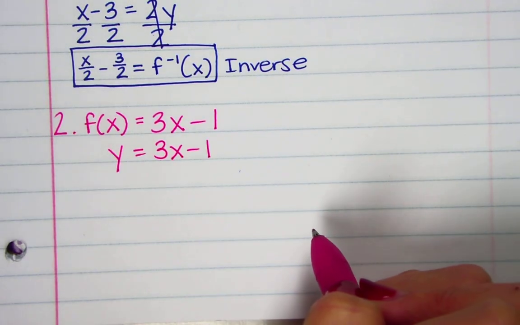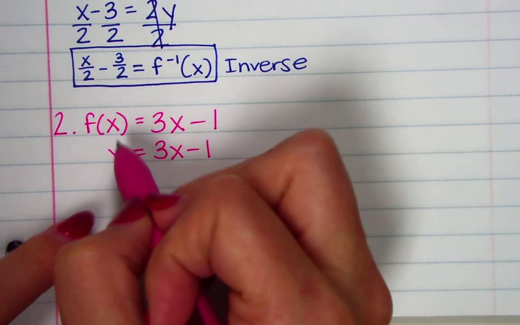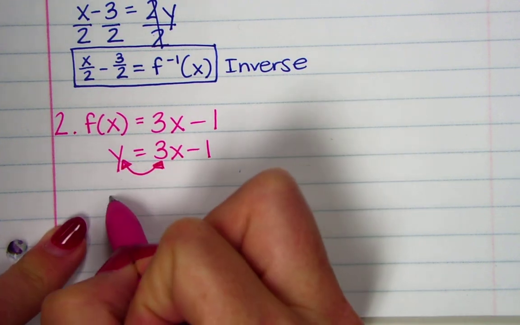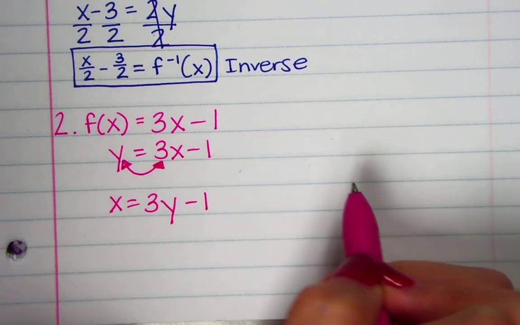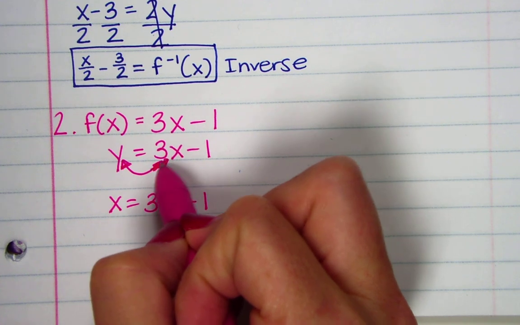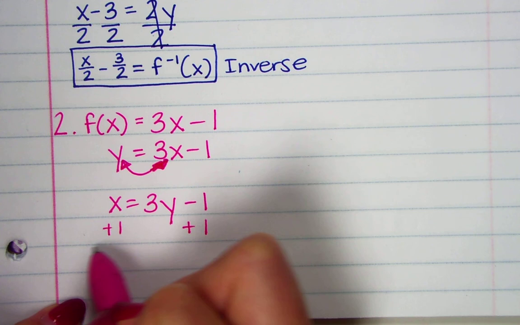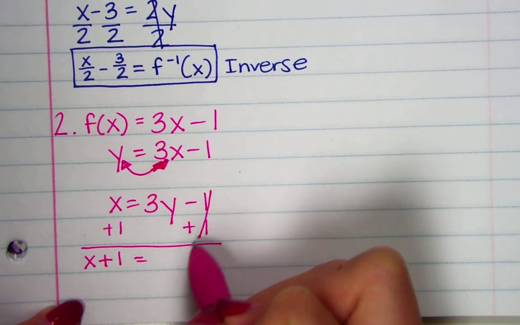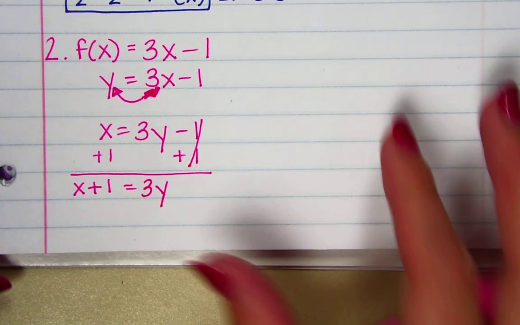Then what do we do? Switch x and y. It's very important. That's like the main important thing to remember to do. Switch x and y. Okay, x equals 3y minus 1. Then what? All right, solve. We're going to add 1. Then what? Divide by 3.